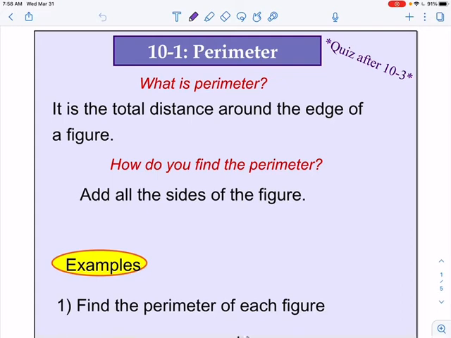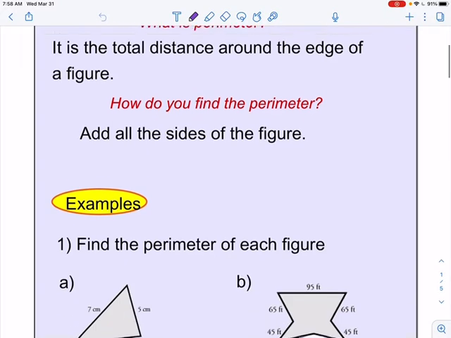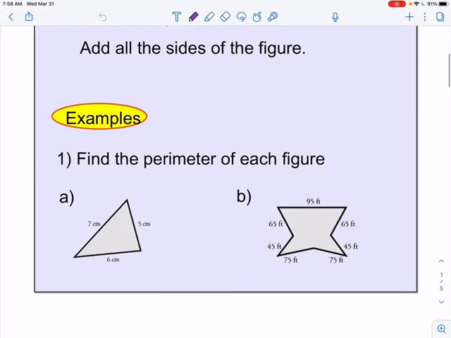And how do you find the perimeter of any object? You're going to add all the sides of the figure, no matter what it is. So simple examples before we get into geometry level examples. Let's find the perimeter of each figure. So in part A, we want to find the perimeter of that triangle. So all we're going to do is add all three sides together. So 7 plus 5 plus 6. And when we add those together, we should get an answer of 18. So the perimeter of that triangle is 18.